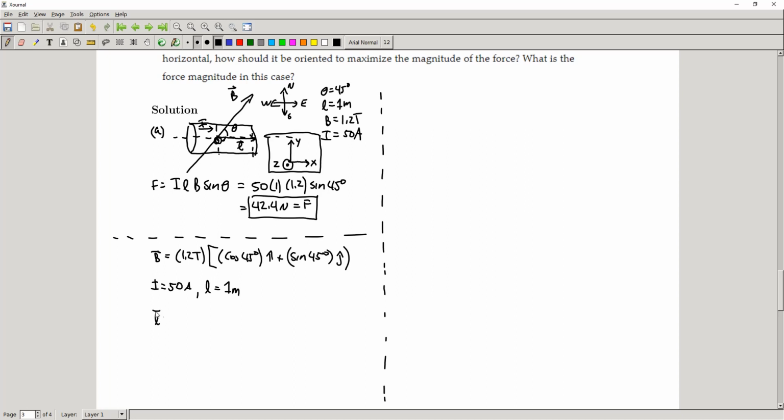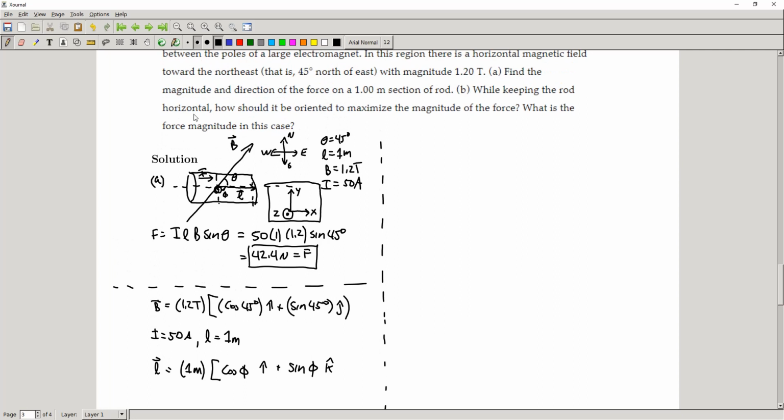So you would need to write L as a vector, like 1 meter. It's going to maintain that 1 meter length, but it's going to point in the cos, and I'm going to call it phi, let's say we call this angle phi. It's going to point cos phi i hat plus sine phi k hat, because it's coming up toward the k hat direction, and we're not allowed to turn any of it into the j hat direction, because we're told it has to stay in that xz plane. That's what they mean when they say keeping the rod horizontal.